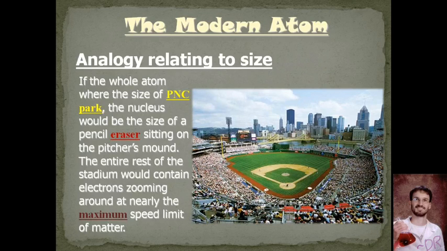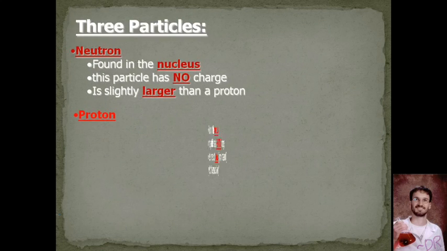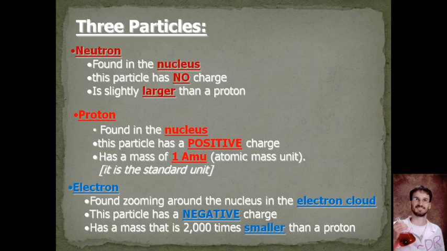Something that's awkward to wrap your head around, but quite true. So the three particles, and this will sum up today's notes, and you're going to need to know about each of these. There is the neutron. The neutron was actually the most recently discovered particle in the atom, of these three anyway. It's found in the nucleus.